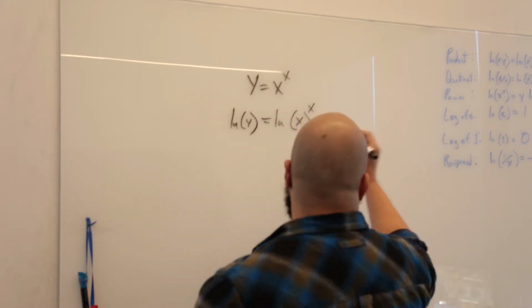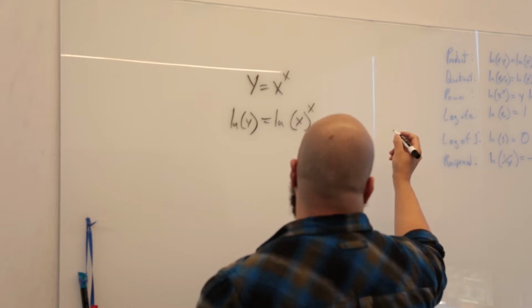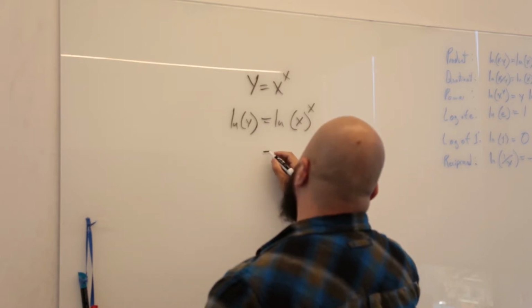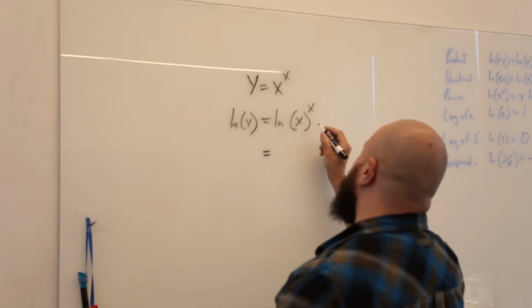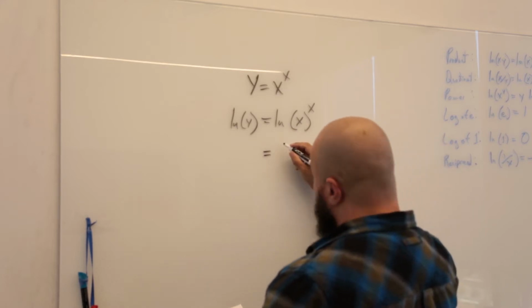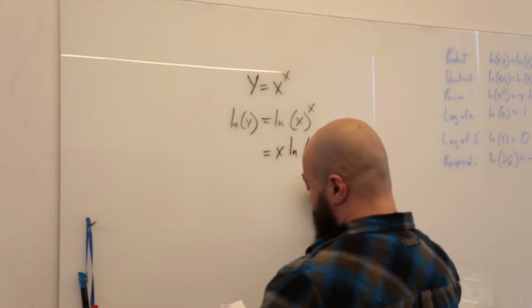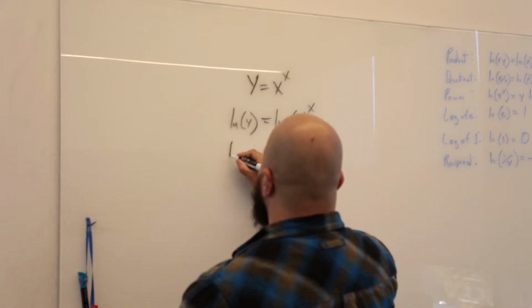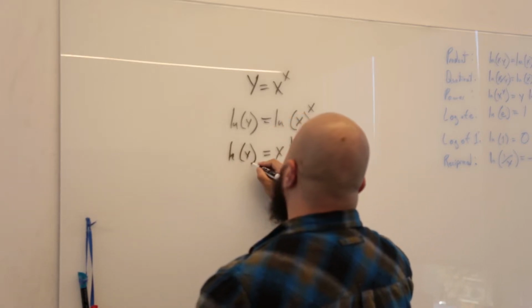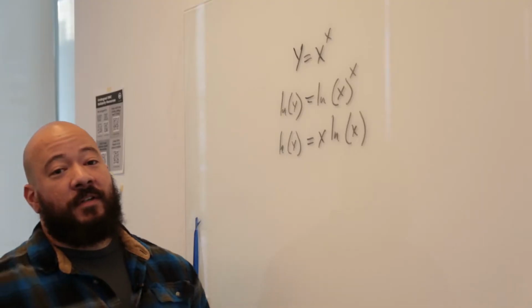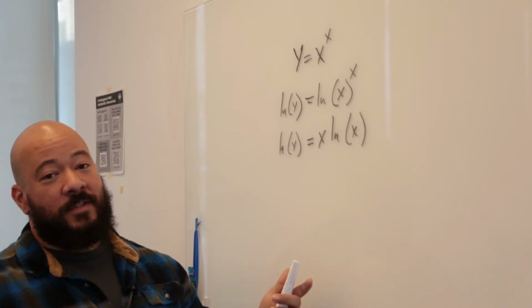Then based on the power rule that we discussed earlier, we know that the natural log of x to the x is going to be equal to x times natural log of x, and on the other side that's just going to stay the same, natural log of y. We shifted angles to get a better view. Hopefully this makes more sense now.